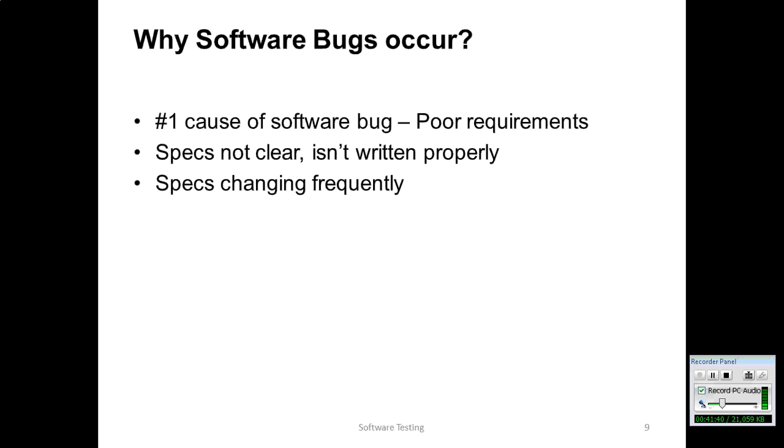Sometimes the specifications are not clear or aren't written properly. It means the specification, whoever wrote it, may not be clear. Maybe the person who has written it understood it some way or wrote something a different way, and the people who depended on that may not understand what the person has written. If it is not written properly, I may not understand.